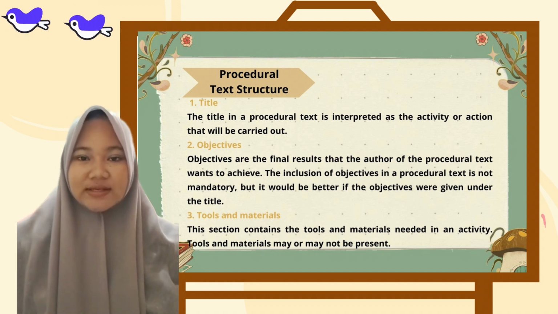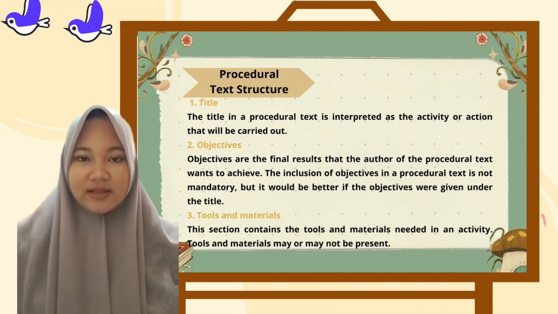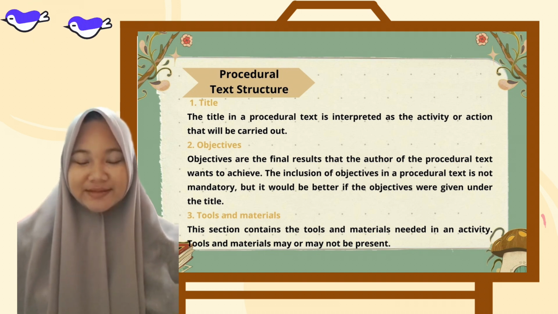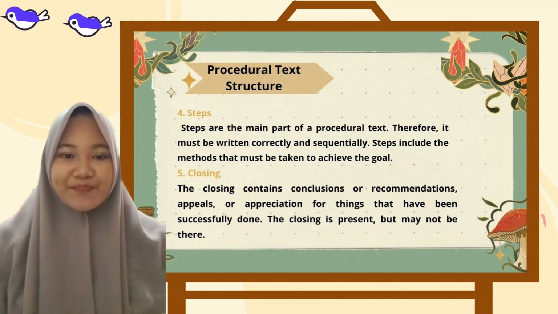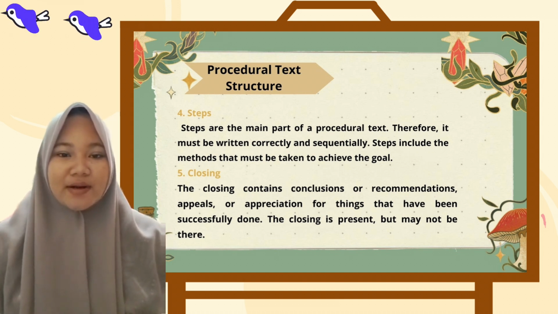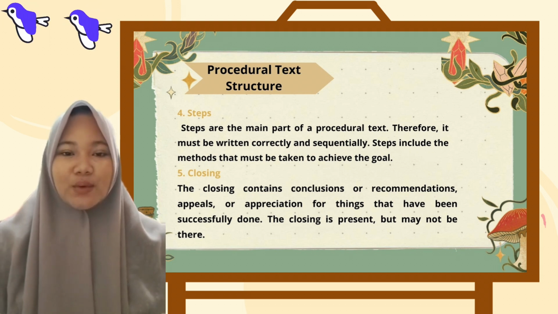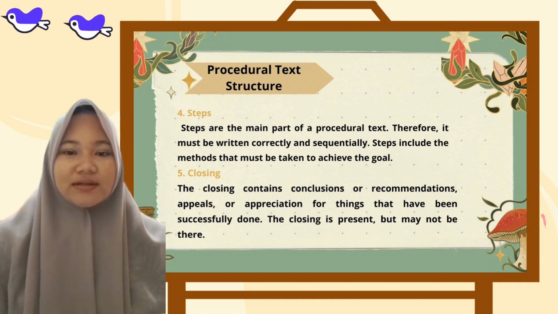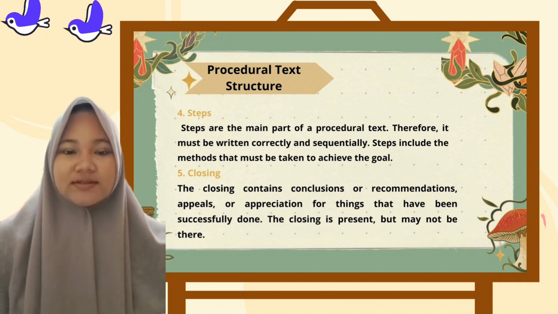Number 3, tools and materials. This section contains the tools and materials needed in an activity. Tools and materials may or may not be present. Procedural text structure. Number 4, steps. Steps are the main part of a procedural text. Therefore, it must be written correctly. And secondly, steps include the method that must be taken to achieve the goal.